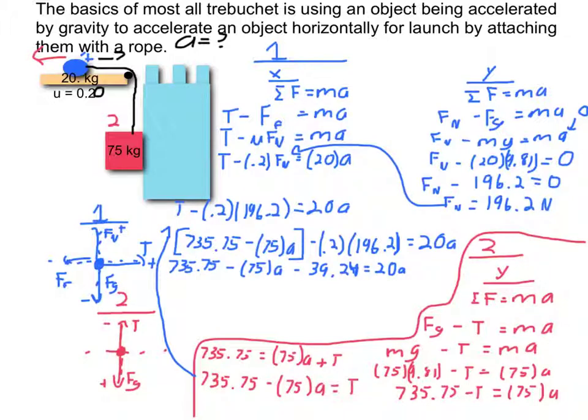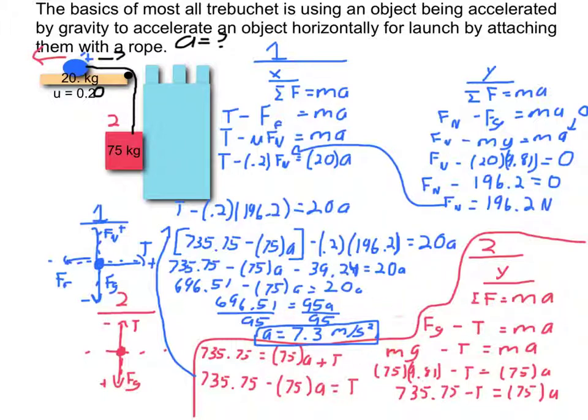All right, so I just multiplied 0.2 times 196.2 and came out with 39.24. Combining like terms, the 735.75 and the 39 gives me 696.51 minus 75a equals 20a, and I'm going to add that 75a now to the other side, so 696.51 equals 95a, and now we divide both sides by 95 and get our final answer, an acceleration of 7.3 meters per second squared. So that's a decent acceleration trying to get this object to launch off.